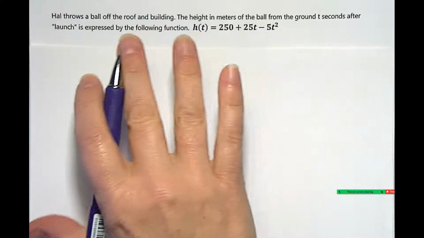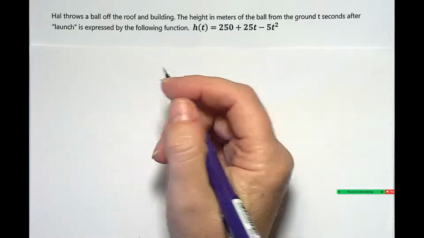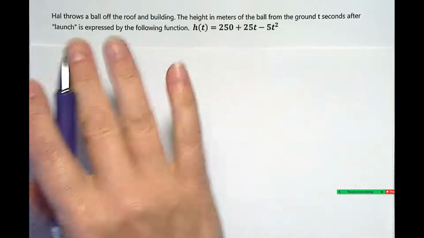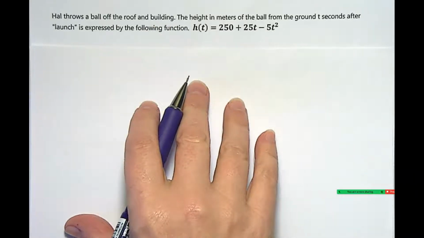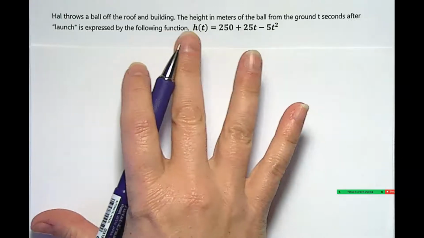We're going to do the classic calculus problem that almost all engineering calculus classes do right at the beginning of learning about the derivative. So we're going to have Hal throwing a ball off the roof of a building. You guys have your notes out. I know you do. You're going to write stuff down.